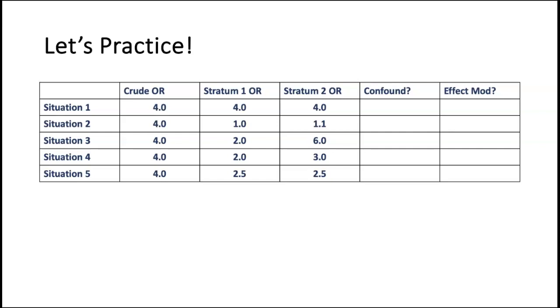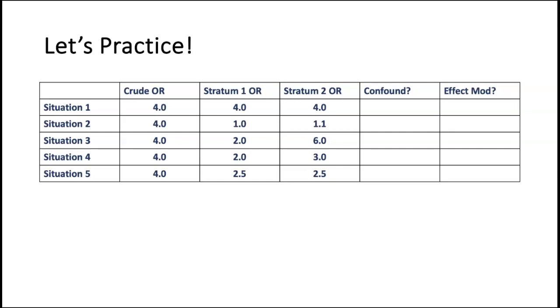So in situation 1, you've got a crude odds ratio of 4 and your strata-specific measures are both 4. Given this information, would you have confounding, effect modification, both, or neither one? Well, in this example, situation 1, all of our measures are the same. So we would conclude that we have neither confounding nor effect modification.